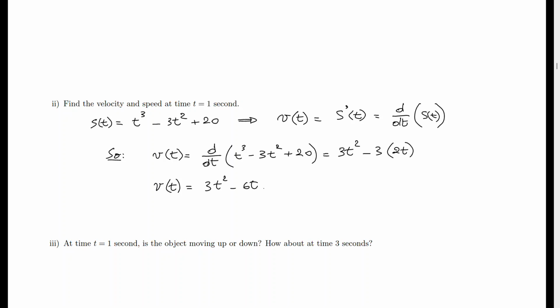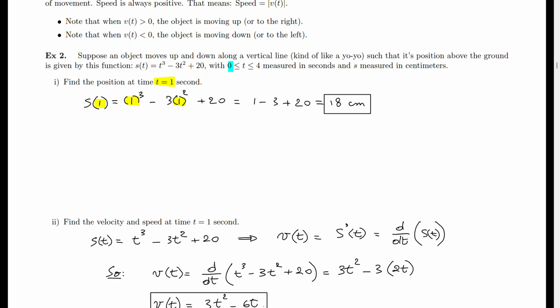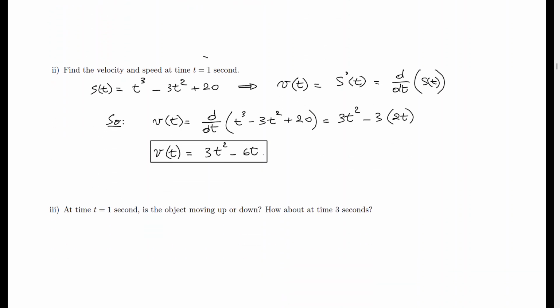So this is an equation that tells me the velocity of the object at any point in time between 0 and 4 seconds, because the valid domain in this problem was 0 to 4. Now, we're interested in finding the velocity and speed, but only at the point t equal to 1. But in order to do that, we had to find the whole equation first. And so now we can finally say, well, the velocity at time 1, which is again the value that's in the problem, is going to be 3 times 1 squared minus 6 times 1, which is basically 3 minus 6, which is negative 3.